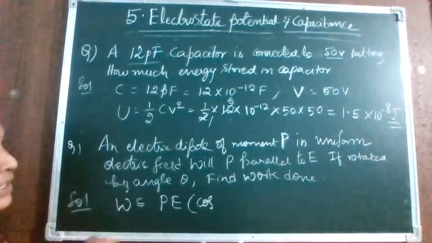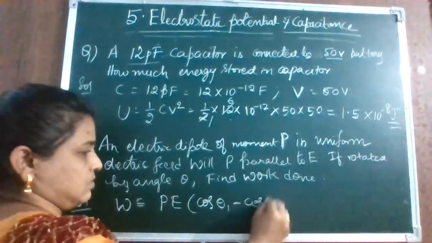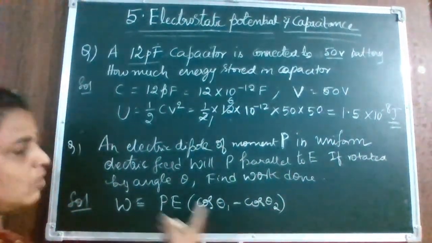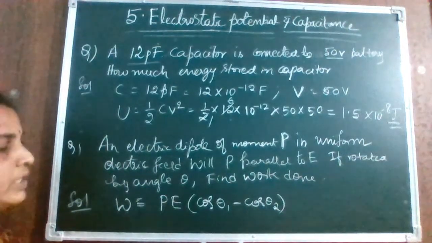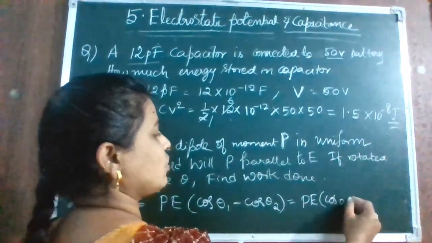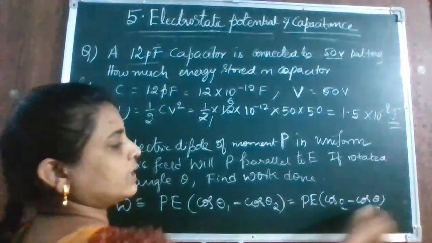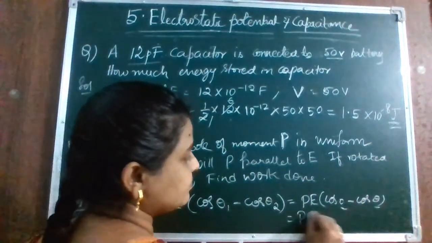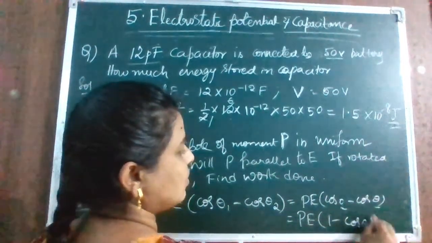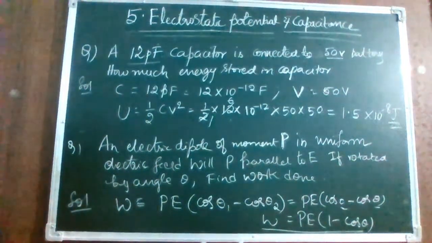So it is rotated from 0 to theta. That is equal to P into cos 0 minus cos theta, from 0 to theta. That is equal to P times 1 minus cos theta. W is equal to P into 1 minus cos theta.